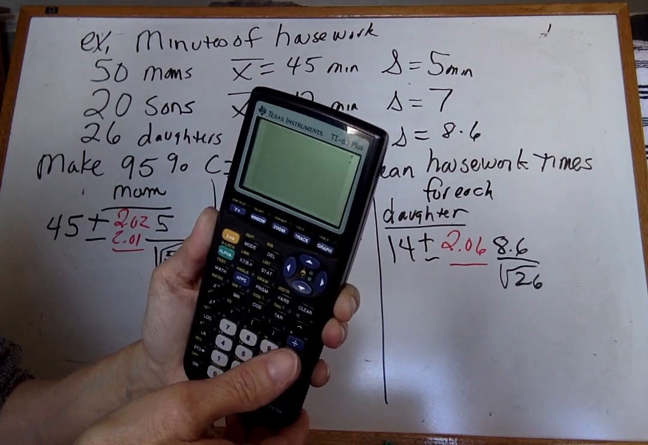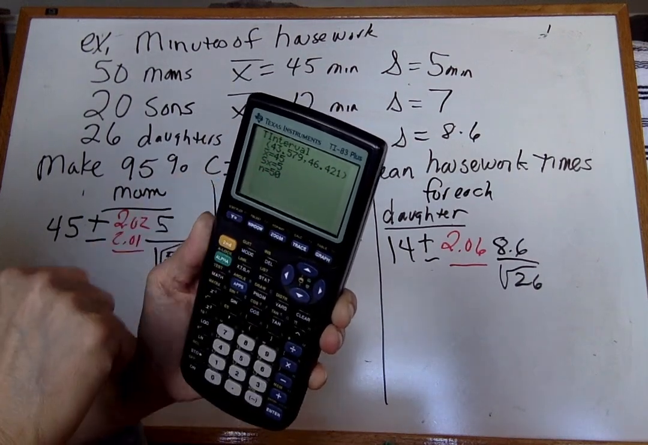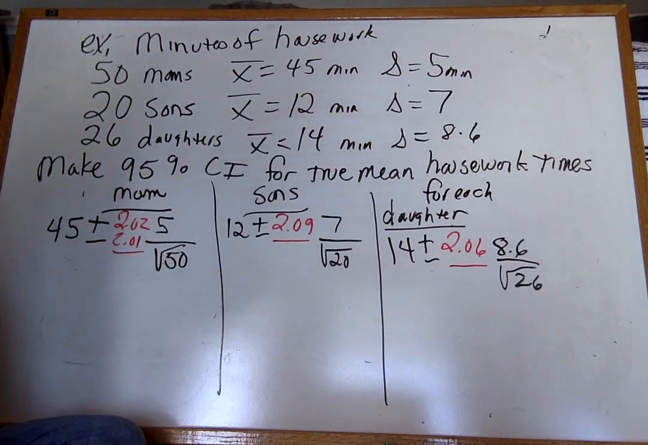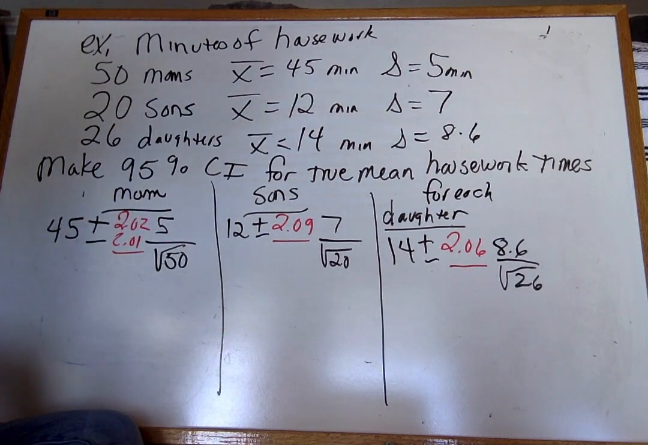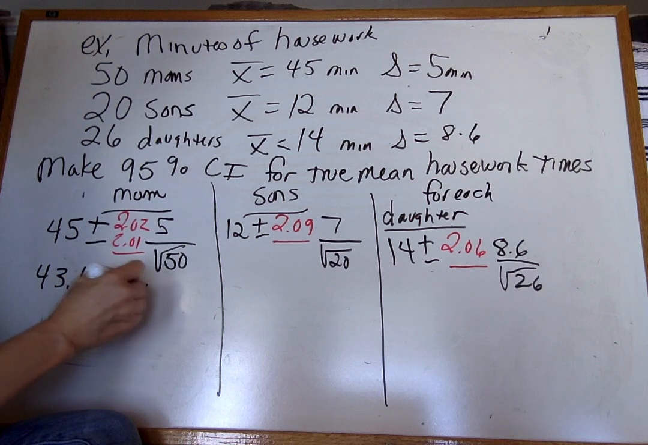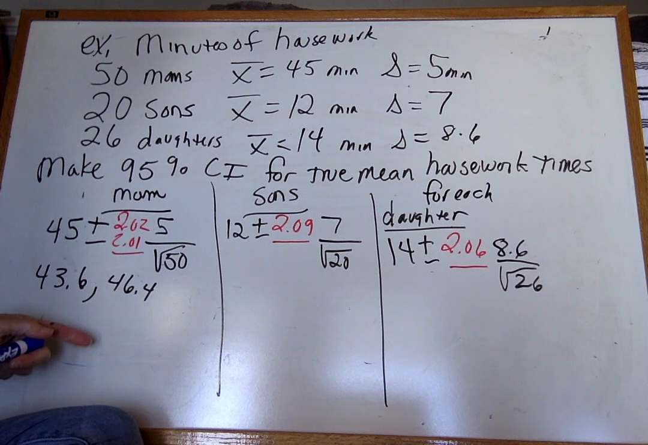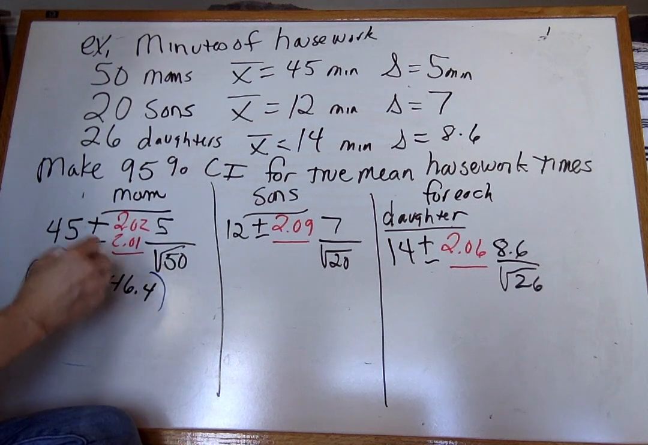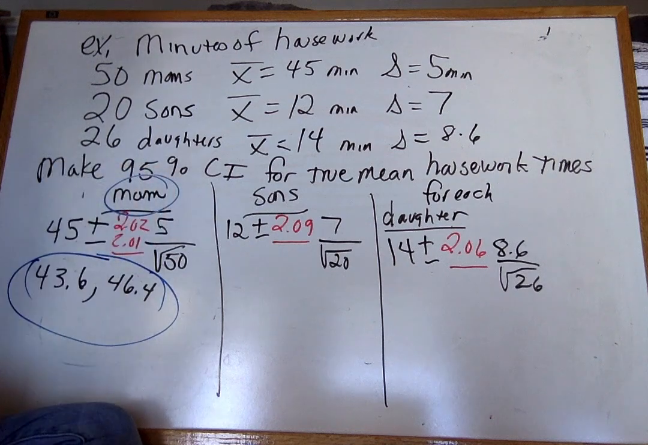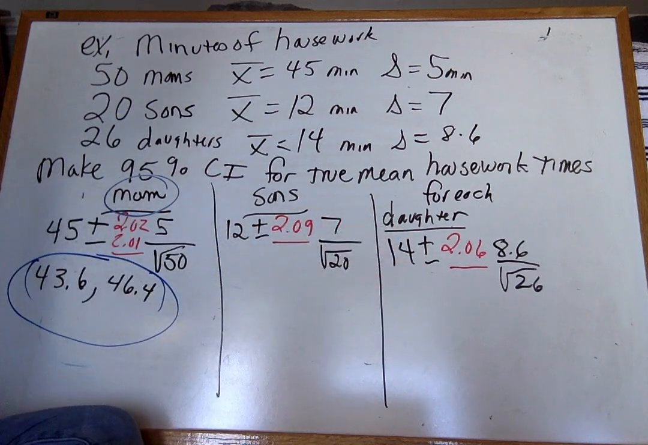CIs take a few seconds to calculate. There is your confidence interval, and it reminds you what you actually typed in. Make sure I did that right. Oh, yes, I do have the answers. This is my answer for moms. Pause the video. You go do sons or daughters, then come back to make sure that you did it properly.